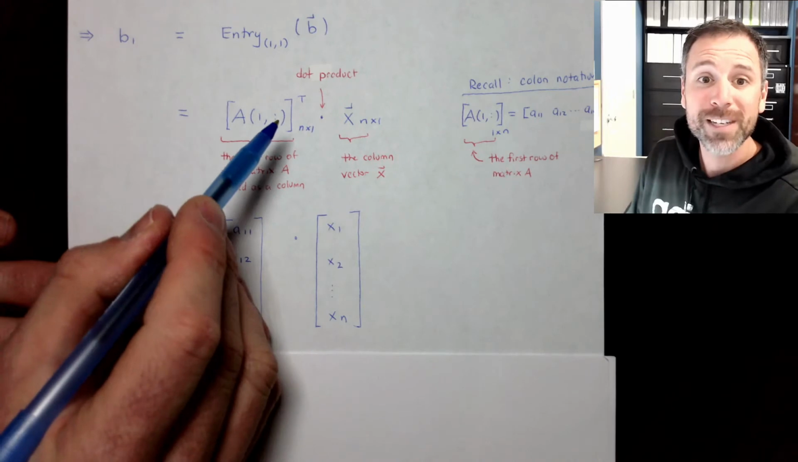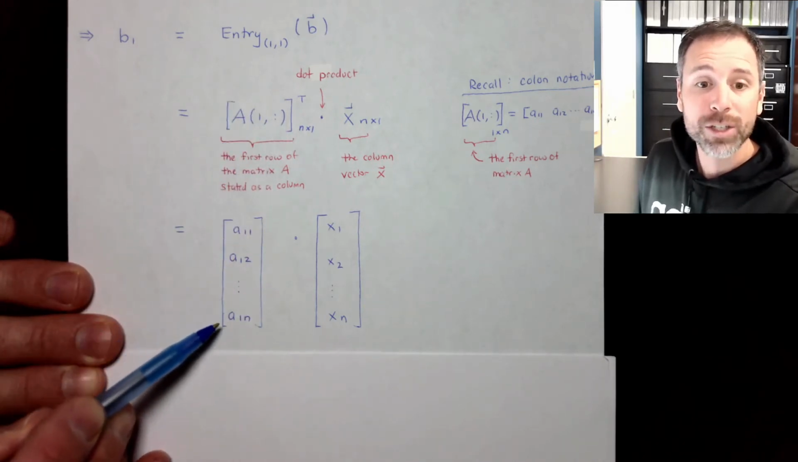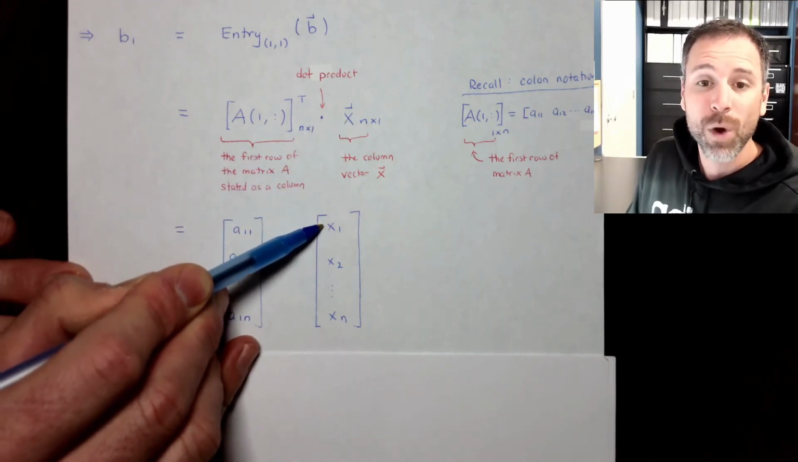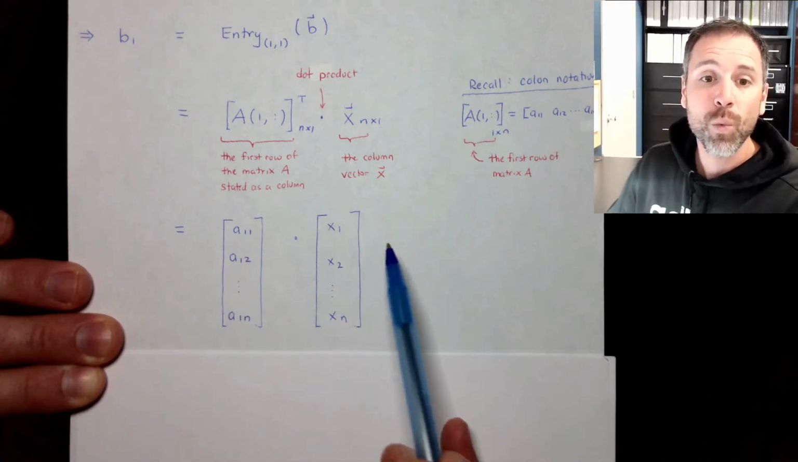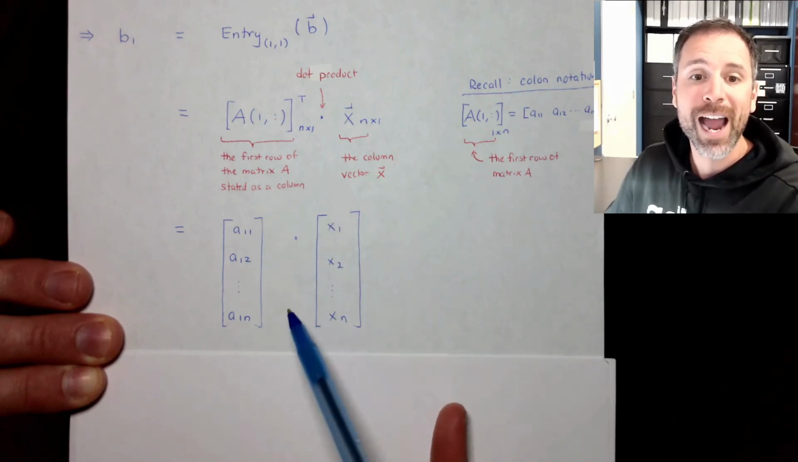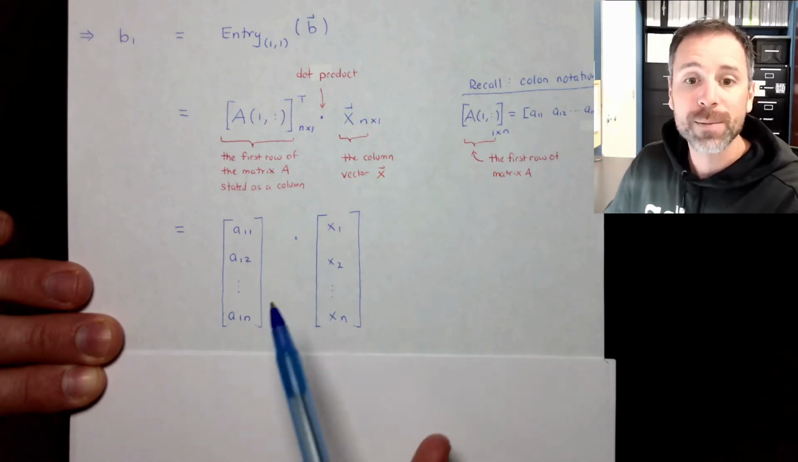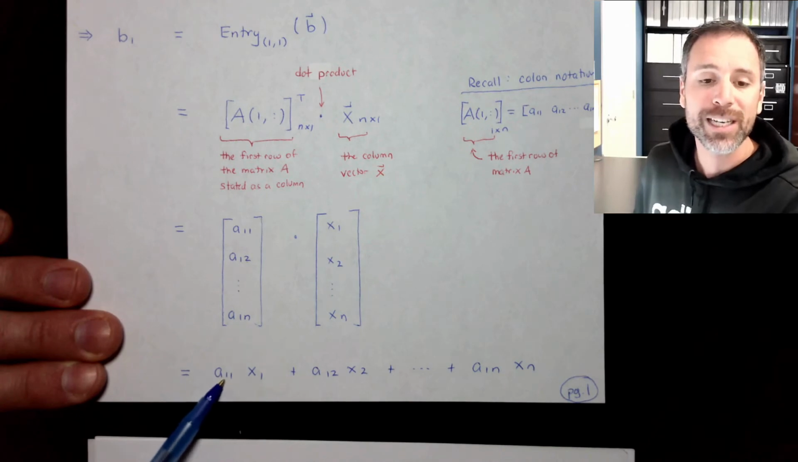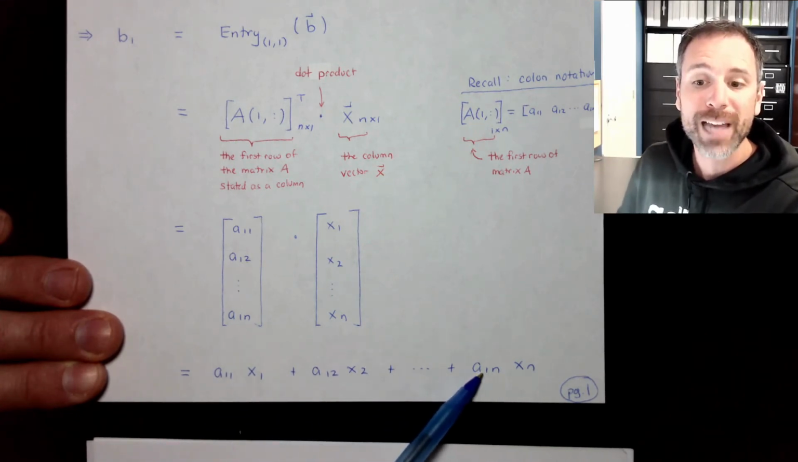Let's visualize what this means. Now we have a column vector which represents the first row, a11, a12, all the way down to a1n. Here we have the vector x, which is an n by 1: x1, x2, all the way down to xn. And then remember, when we do the dot product, we take the corresponding entries, multiply, and then sum the products. So this is going to be a11 times x1, a12 times x2, a1n times xn, where we sum all those up, and that's exactly what we see: a11 times x1 plus a12 times x2 plus dot dot dot plus a1n times xn.